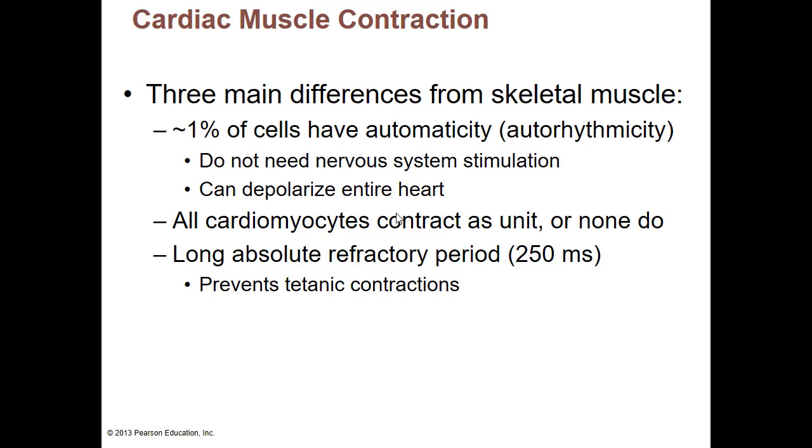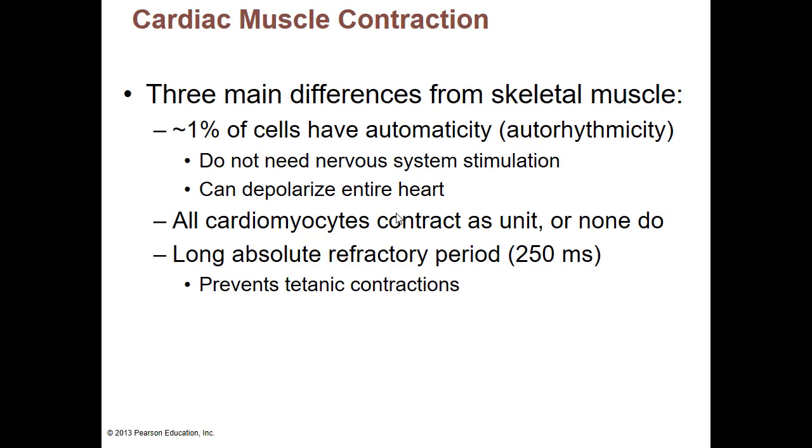Now, all of your cardiomyocytes, aka the heart muscle cells, will contract, or none of them will. You're either going to create an action potential, and all of the cells are going to have that action potential, and they're all going to contract, or none of them will. You won't have hit threshold. And they also have longer absolute refractory periods. This is a longer time for them to reset themselves where you can't have another muscle contraction.